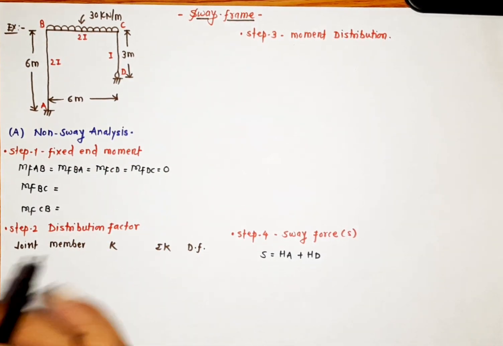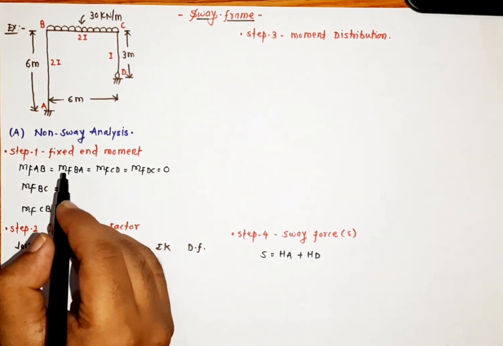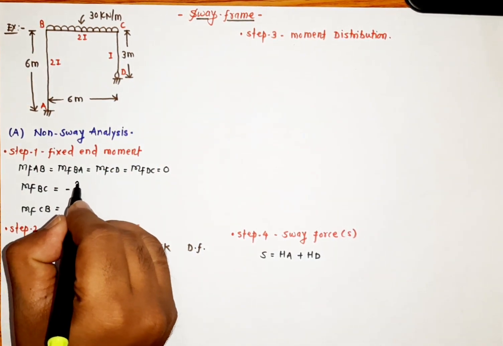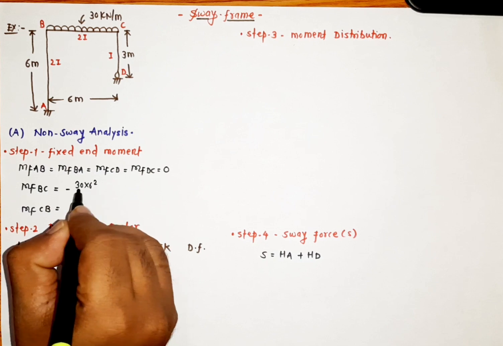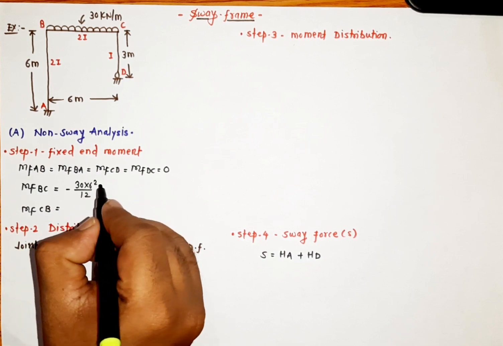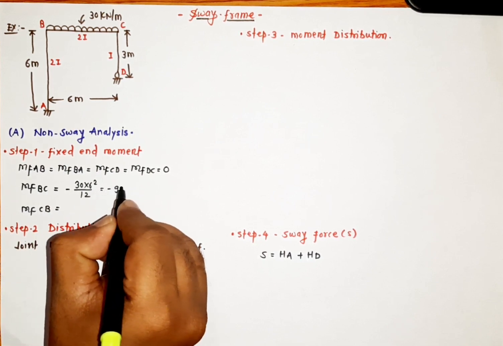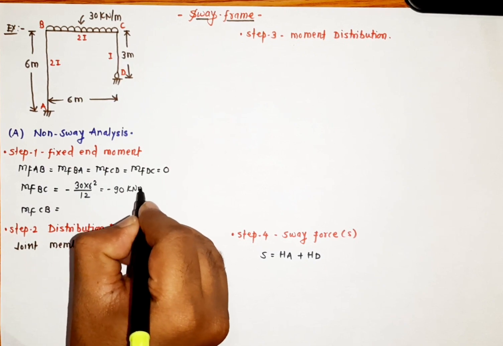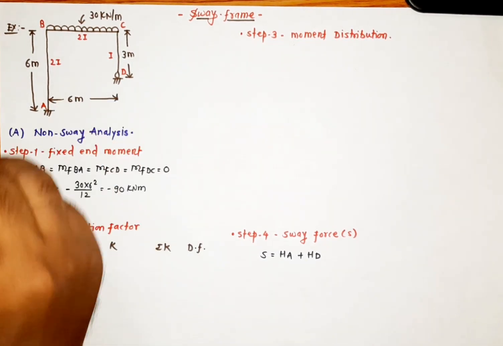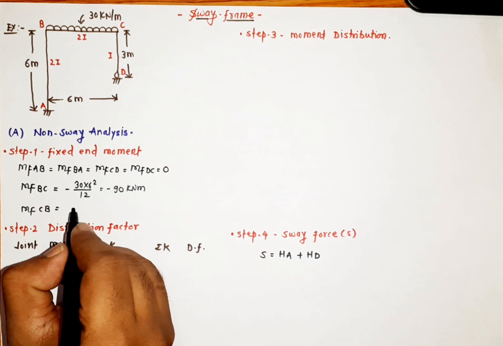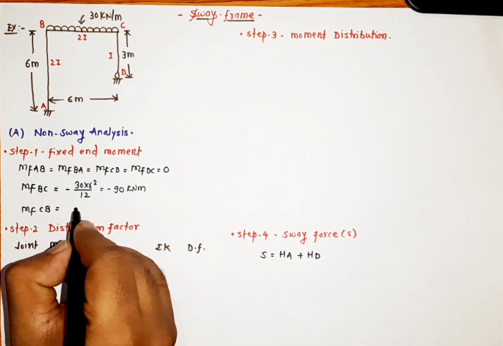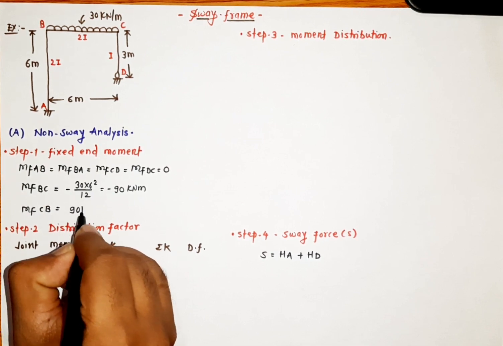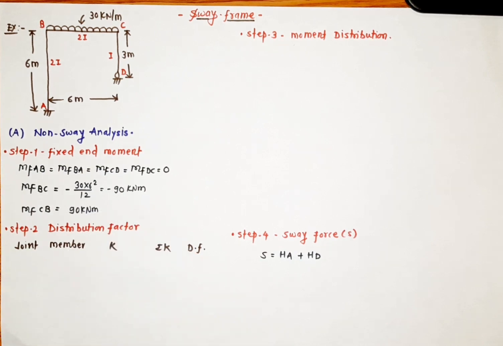Now the fixed end moment for BC, due to the UDL, will be minus 30 into 6 square divided by 12, that is WL square by 12, which is 90 kilonewton meter. Again for CB it will be the same, 30 into 6 square divided by 12, that is nothing but 90 kilonewton meter. This is plus, as we consider.